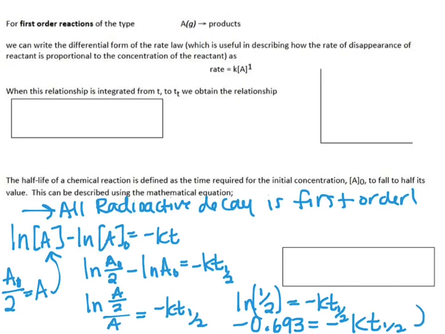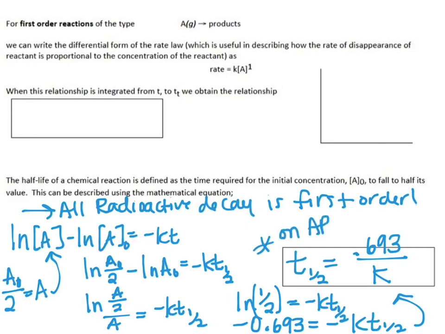So what we can do is clean it up, and t of 1/2, the half-life, is going to be 0.693 over k. This is on your AP sheet. So they give you this. You just have to recognize that that is a first order reaction.